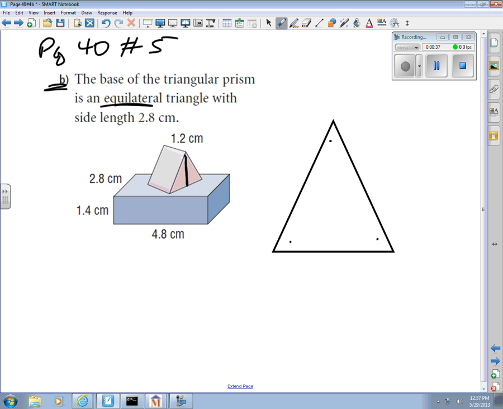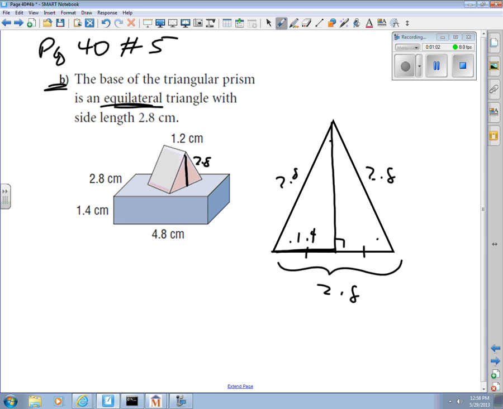And we know then that if we cut this with a height in half, it actually does split the bottom line in half. That's only true if this was equilateral or isosceles. It's equilateral, so I know that those two lines are the same. I also know that the side length is 2.8. So that means that's 2.8, that's 2.8. This whole thing is 2.8, but from here to here is 1.4.